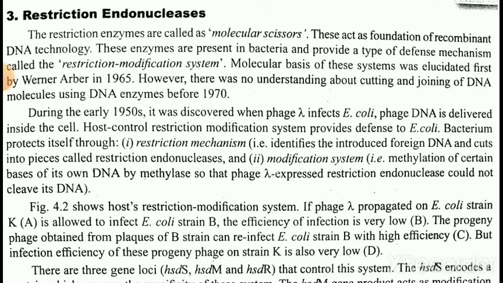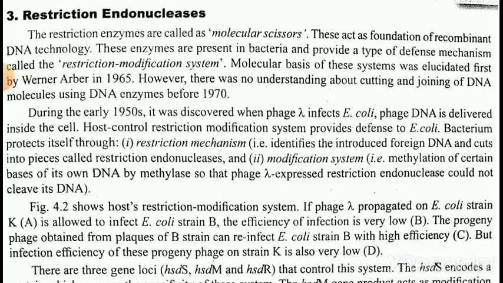During the early 1950s, it was discovered that when phage infects E. coli, phage DNA is delivered inside the cell. The host-controlled restriction modification system provides defense to E. coli. The bacterium protects itself through 1. Restriction mechanism, i.e. it identifies the introduced foreign DNA and cuts it into pieces by restriction endonucleases, and 2. Modification system, for example, methylation of certain bases of its own DNA by methylase so that the restriction endonuclease could not cleave its DNA.